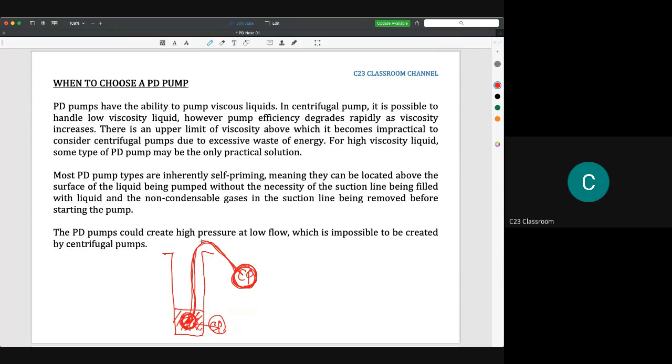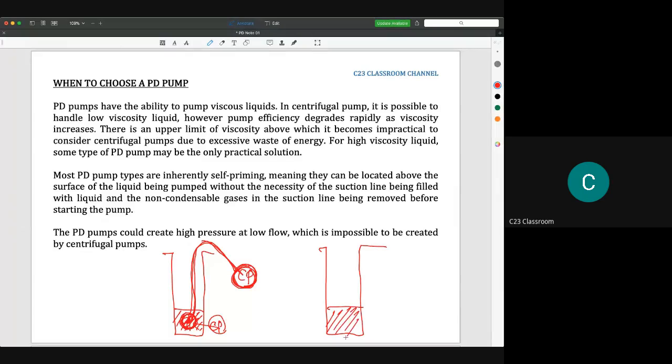Okay, because this is the disadvantage of centrifugal pump. Because it cannot create a vacuum condition. Okay, so let's say for the same well here, you have water here.